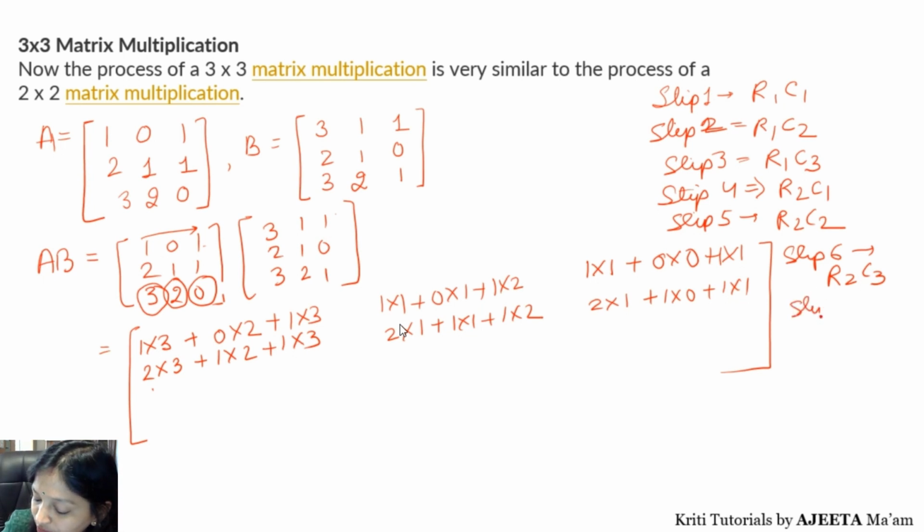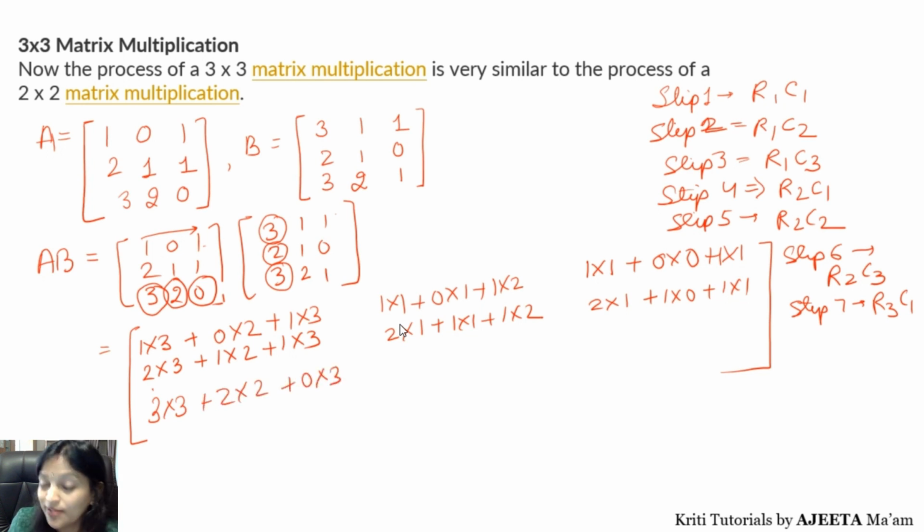नाउ स्टेप 7, R3, C1. करेक्ट. हमेशा C1 से मल्टीप्लाई होगा. लेट्स सी द करस्पॉन्डिंग एलिमेंट्स ऑफ C1 नाउ. Now let's multiply the corresponding elements. 3 into 3, 2 into 2 and 0 into 3. 0 आता है तो कितना अच्छा लगता है. Now let's move on to the next step.